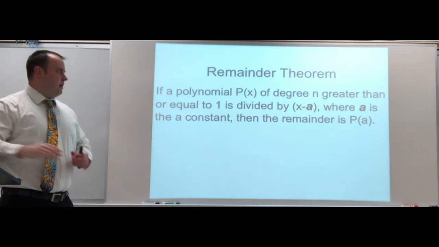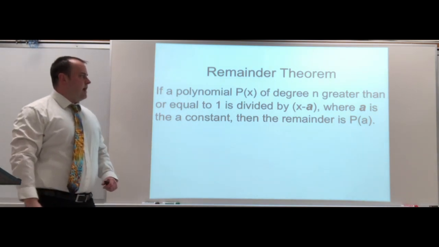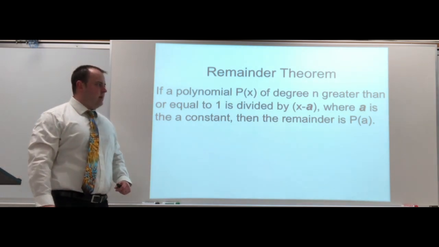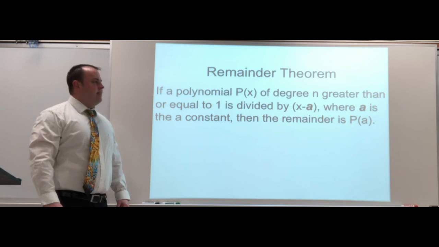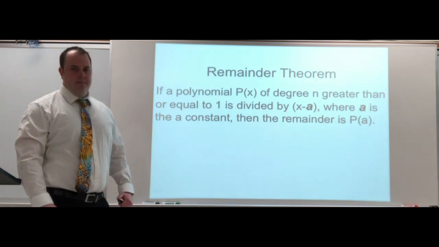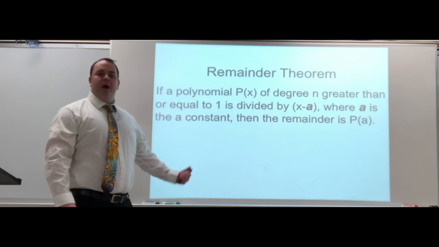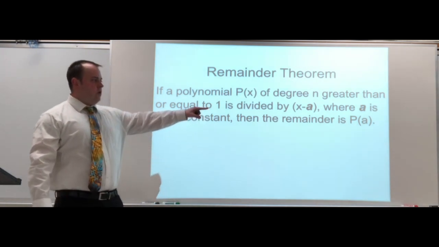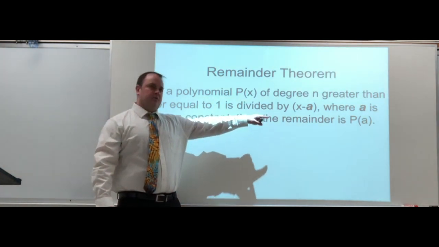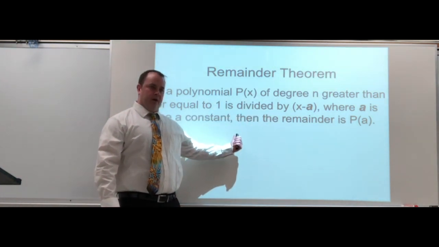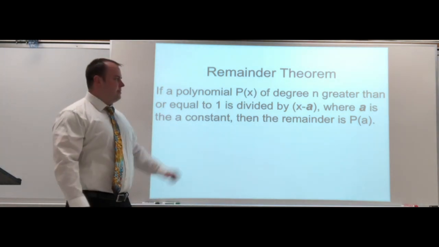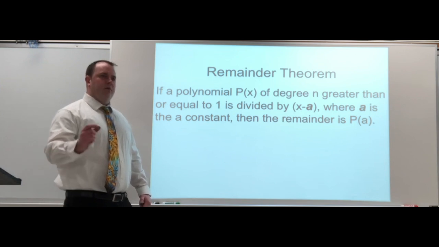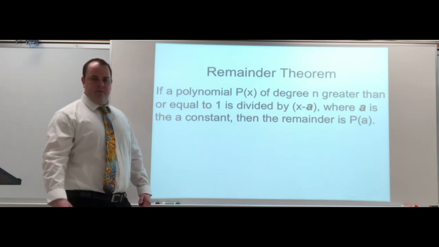Okay, the remainder theorem. If a polynomial p of x of degree n greater than or equal to 1 is divided by x minus a, where a is a constant, then the remainder is p of a. What that's saying is we have a new way of evaluating. We can plug in our value of a here. Remember what evaluating is, just plugging in that value in for the variable and simplifying it. Well, what this says is if we do synthetic division, whatever the remainder is going to be the evaluated form.